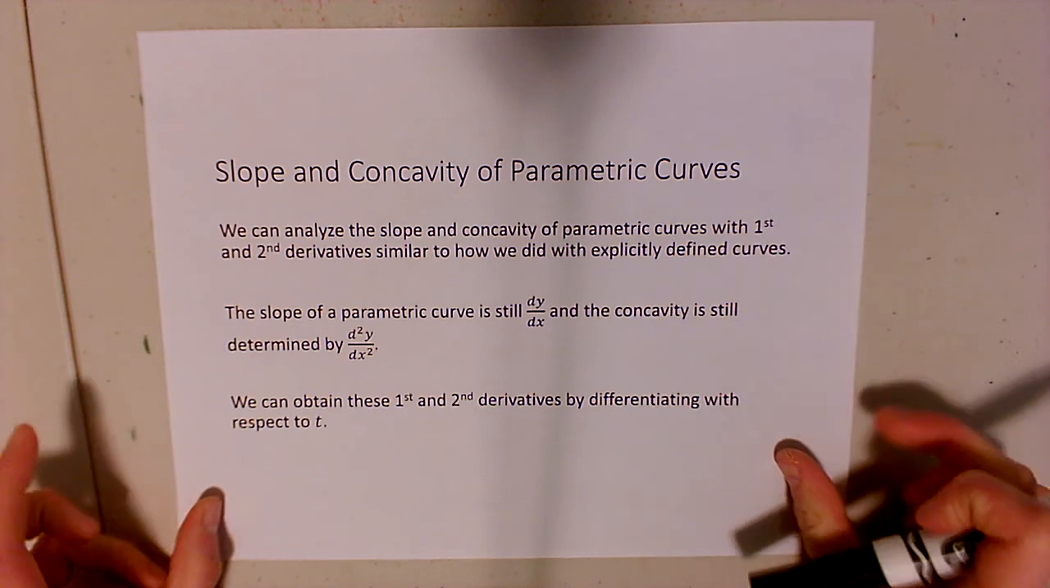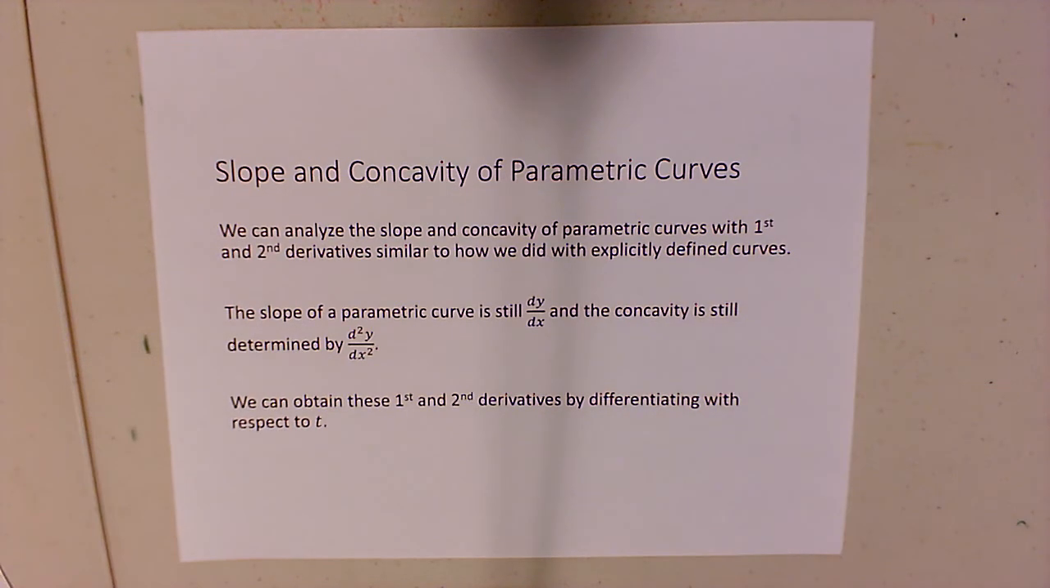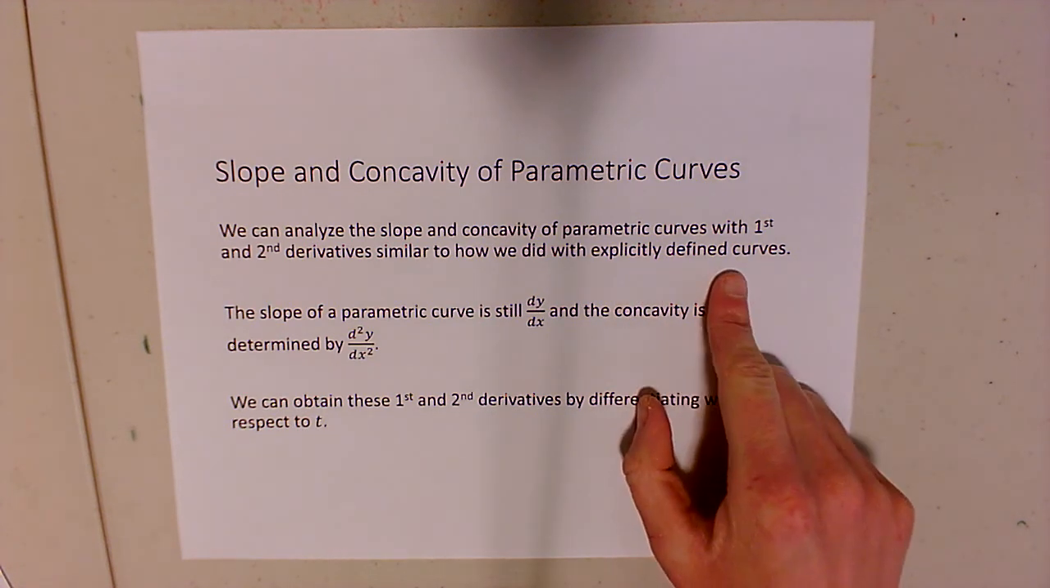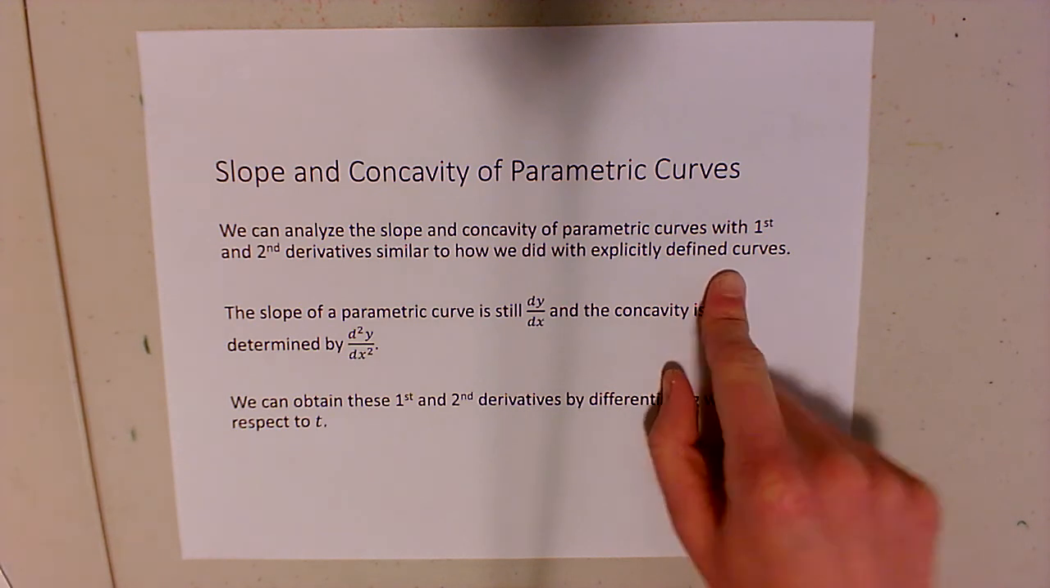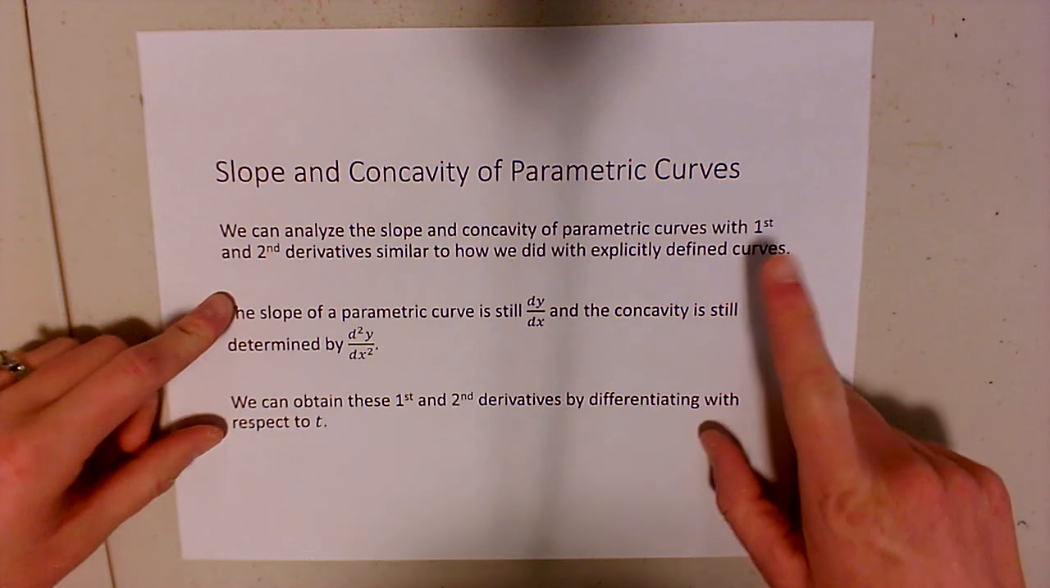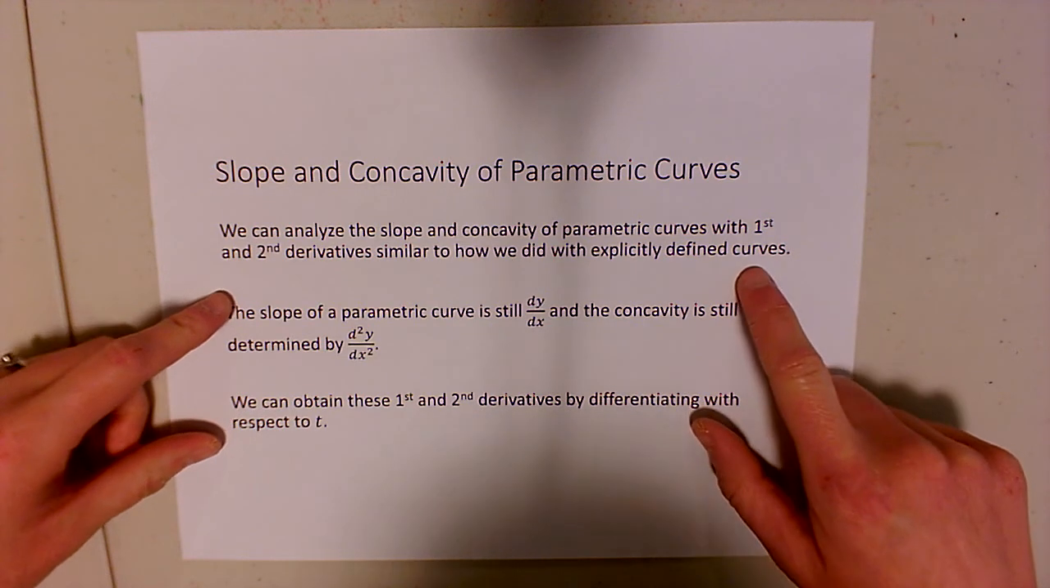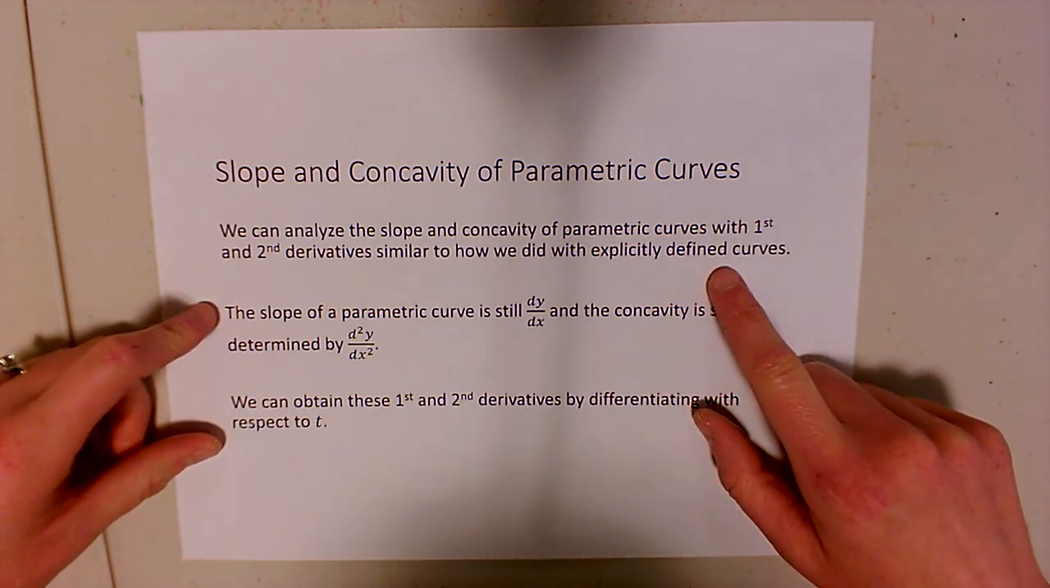So the next thing that we want to talk about is the slope and concavity of parametric curves. And so what this is now is we're bringing the calculus into parametrics. Okay, so we can analyze the slope and concavity of parametric curves using the first and second derivatives in the same way that we did with explicitly defined curves. When I'm talking about explicitly defined curves, an example of this would be y is a function of x, or f of x equals x squared plus 2x minus 5, right? So the same processes that we did on those, we can do on our parametric curves.